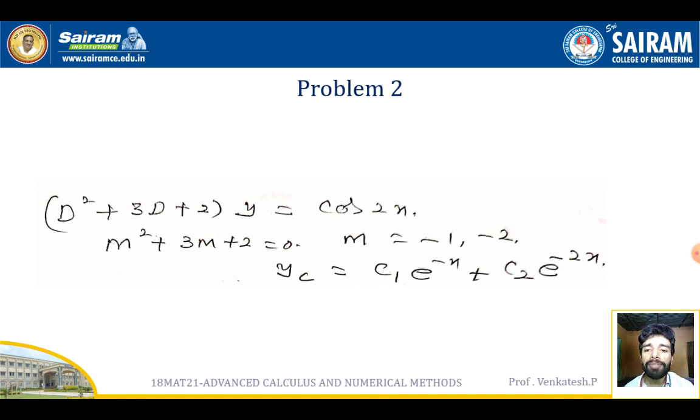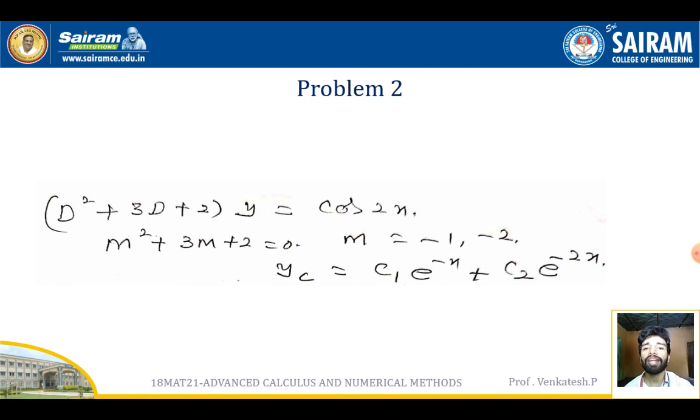Here we have to observe that on multiplying we have to get 2, adding we have to get 3. So 2 into 1 I can take it. So I'll get m square plus 2m plus m plus 2 is equal to 0. On taking the common factors, I'll get the roots like m is equal to minus 1, minus 2. So here the roots are real and distinct. The complementary function will be yc is equal to c1 e power minus x plus c2 e power minus 2x.